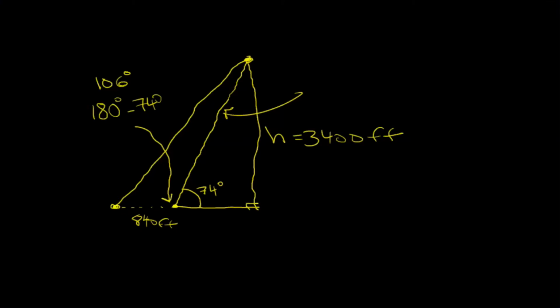And so once you have that angle, now I know that this is 840. So if I drew a separate triangle now off to the side of just the piece that I'm looking at, this triangle, let's try that again.